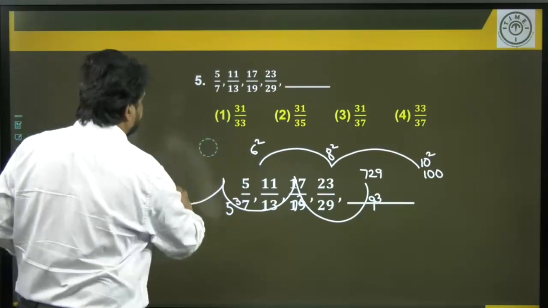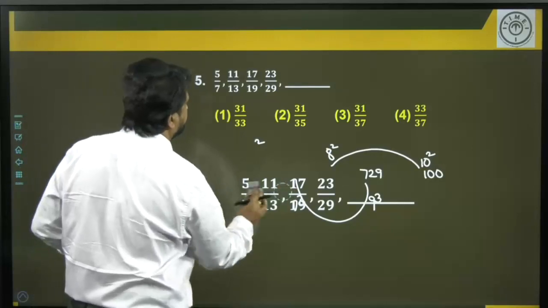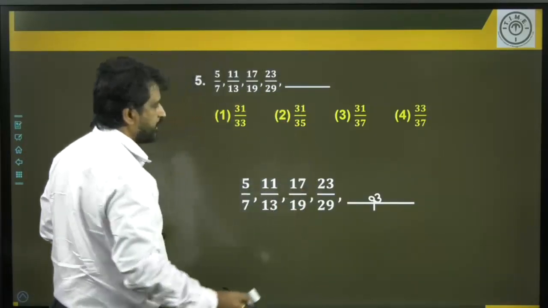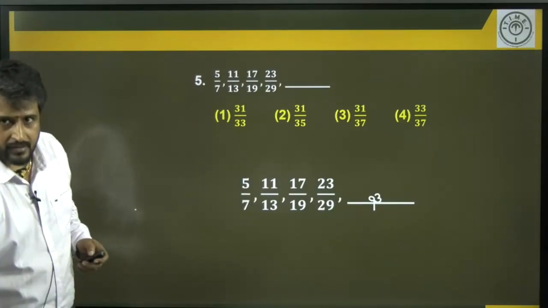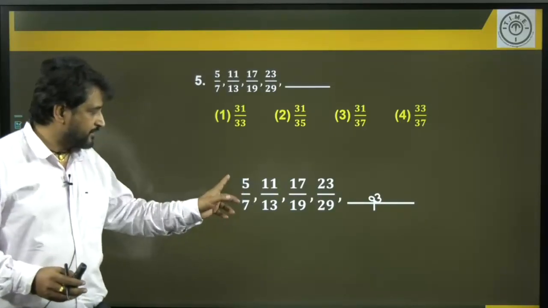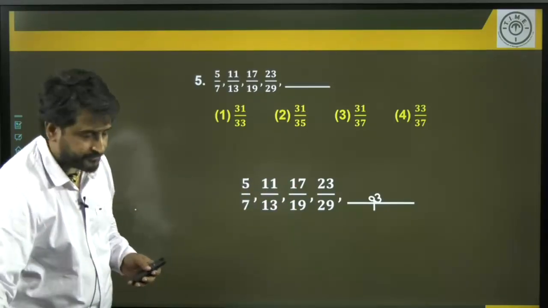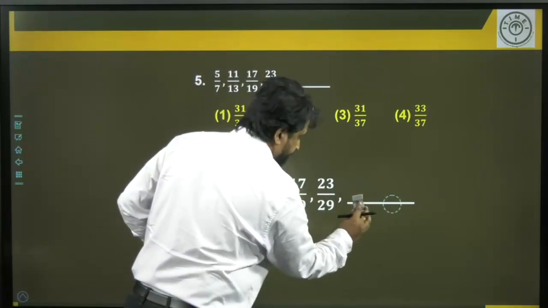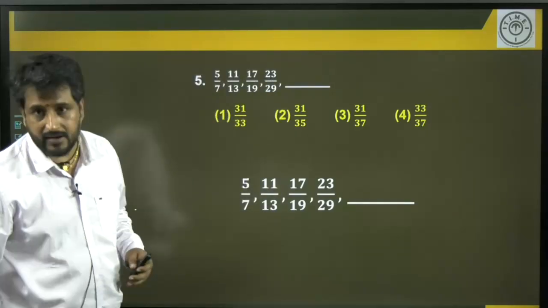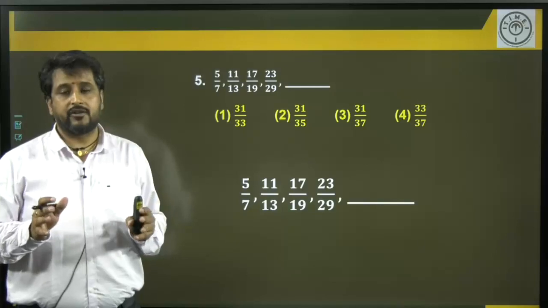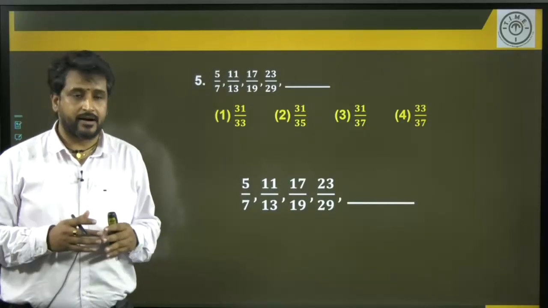5 by 7, 11 by 13, 17 by 19, 23 by 29. Did you identify these numbers? 5, 7, 11, 13, 17, 19, 23, 29. What are these numbers? Prime numbers again. So prime numbers are very, very important. Try to memorize the prime numbers, the first 25 prime numbers, which are between 1 and 100.